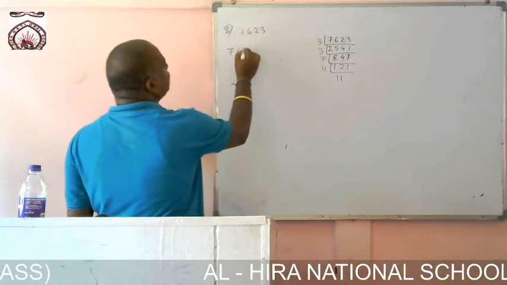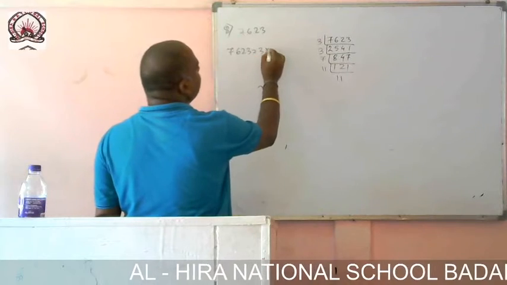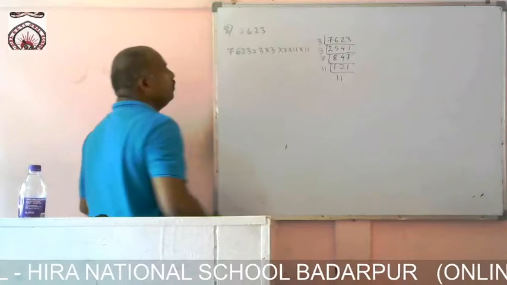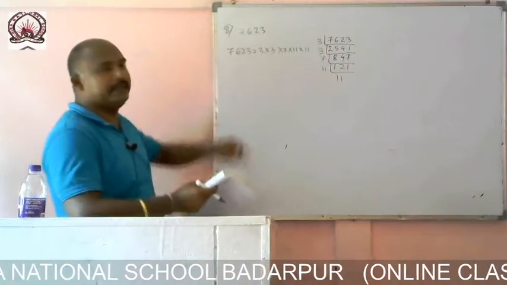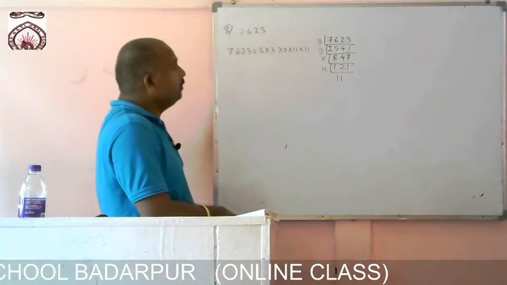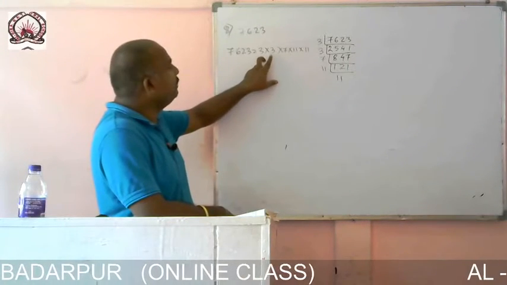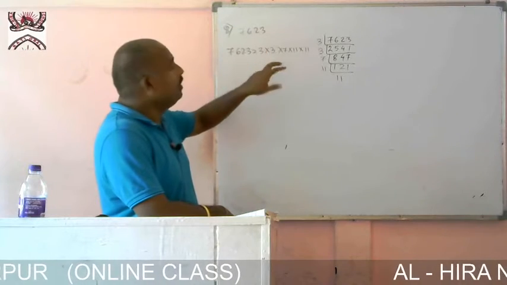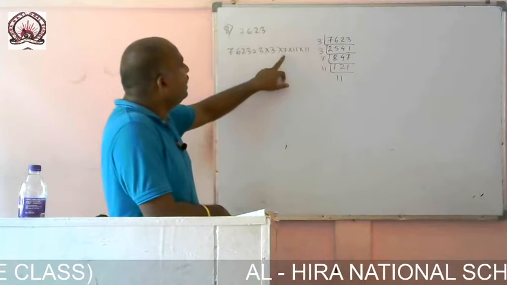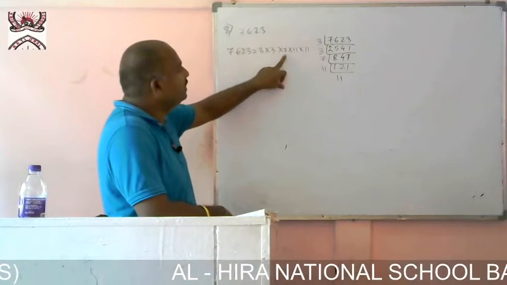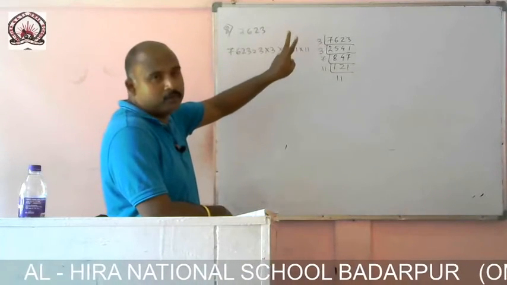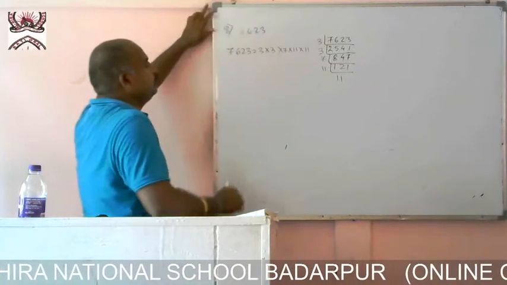Now 7623, what are the factors? We are getting 3 into 3 into 7 into 11 into 11. Now we have to form 7623 into a perfect cube. To form a perfect cube, the factor 3 is present 2 times, so we have to multiply it with 3. 7 is present 1 time, so we have to multiply with 7 two more times. 11 is present 2 times, so 11 should be added.